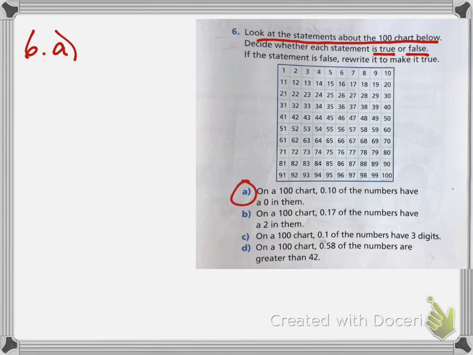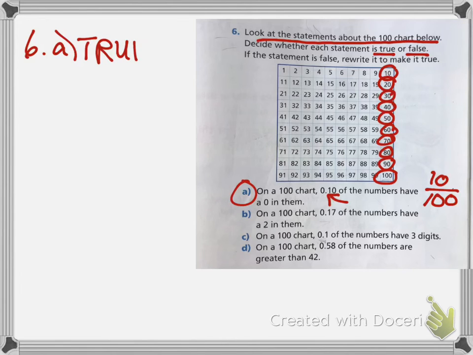On a 100 chart, 0.10 of the numbers have a 0 in them. So they're looking for which numbers have 0. This number has a 0, this one, this one, this one, this one, this one. We have got 10 numbers that have a 0 in them. Is that the same as this? Well, what does this mean? This means 10 out of 100. So is that true? 10 out of 100 numbers have a 0 in them? Yes, it is. So we are going to write true.